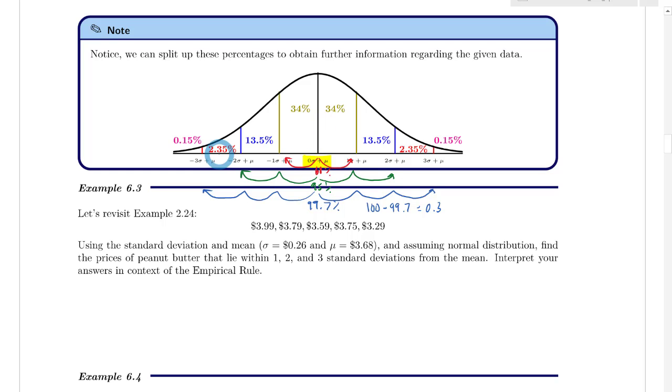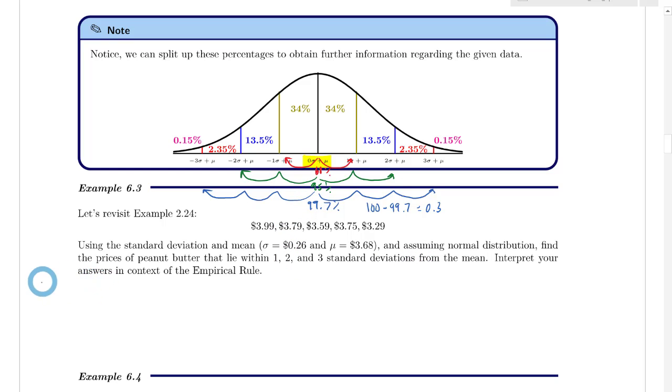Okay, so let's take the peanut butter jars example that we use for finding the variation or the spread problems back in chapter 2. So we have these 5 peanut butter jar prices, and we found way back in chapter 2 that the standard deviation was 26 cents and the mean was $3.68. So let's go ahead and find 1, 2, and 3 standard deviations from the mean. There's a couple of ways to do this, but let's just use the formulas.